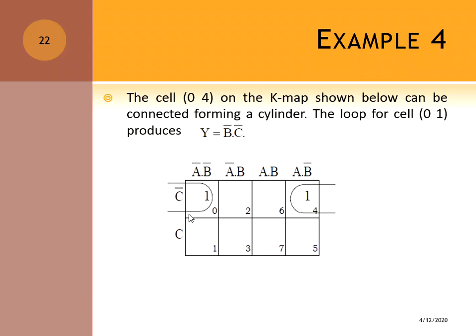Try to see for cell number 0 here, the term is A bar dot B bar, and for cell number 4 here, A dot B bar. They are in the same horizontal row, C bar here. So their common term is B bar dot C bar. So if you have a case similar to this one, you can find the common term.